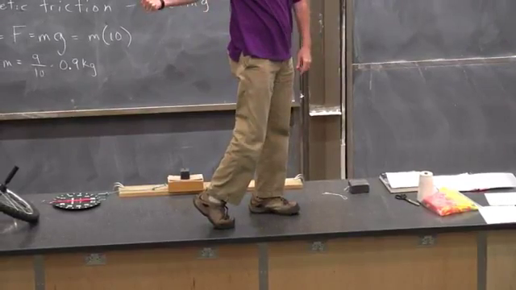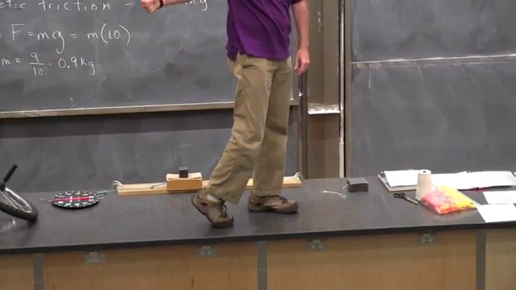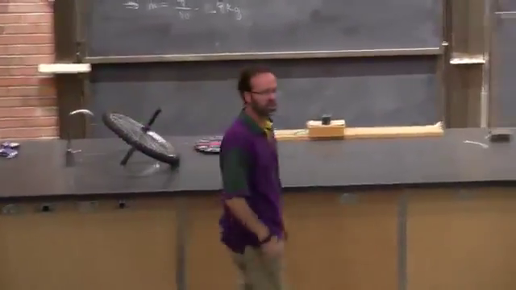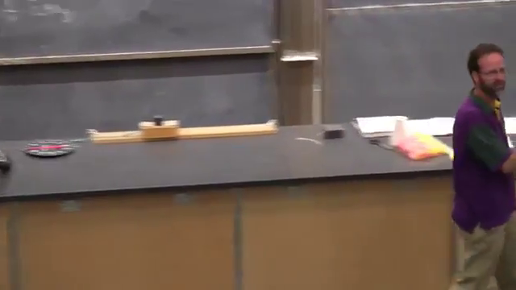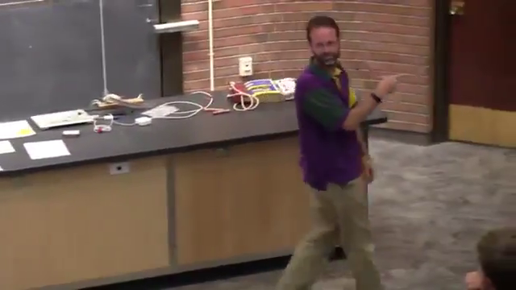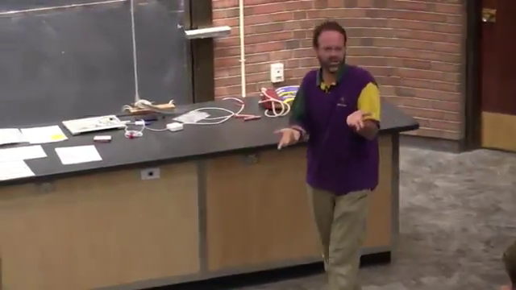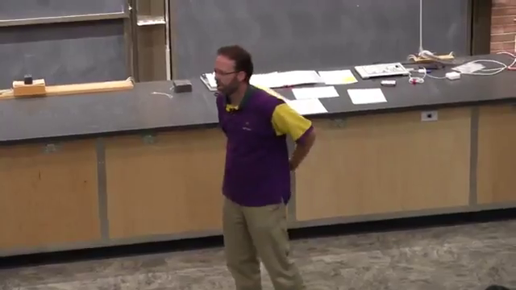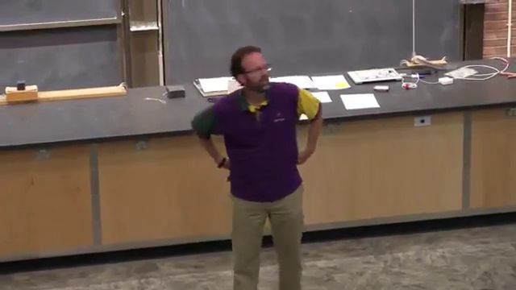Foot's trying to go that way. So what does the table do? Your shortcut answer is, if I'm walking that way, there must be a force propelling me that way. That's friction. But if you get rid of friction, you couldn't walk. We wouldn't go anywhere. We might need some thrust or propulsion or something.